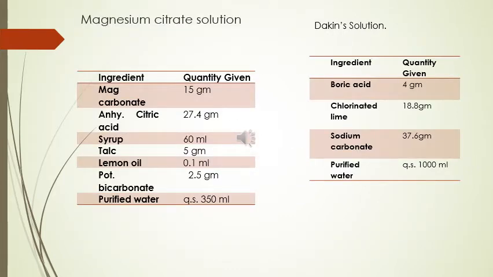So these are the two examples of solutions that we have covered in lab. First is the magnesium citrate solution. The formula is magnesium carbonate, anhydrous citric acid, syrup, talc, lemon oil, potassium bicarbonate and water. Second is Dakin's solution or chlorinated soda lime solution. The constituents are boric acid, chlorinated lime, sodium carbonate and purified water.